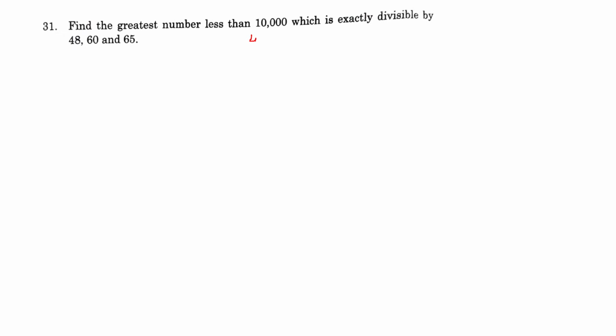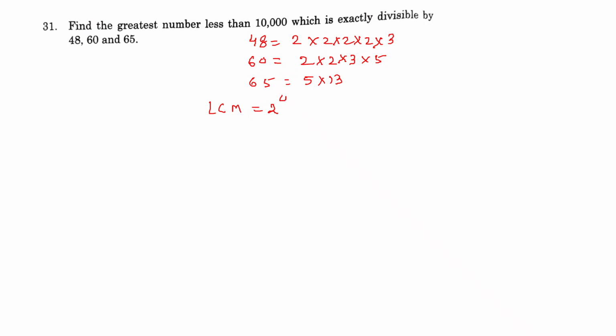So let's find the LCM. 48 will be 2 into 2 into 2 into 2 into 3. 16 into 3 is 48. Now 60 is 12 times 5. 12 is 2 into 2, 4. 4 into 3, 12. 12 into 5, 60. And 65 will be 5 into 13. So LCM is going to be 2 to the power 4 into 3 into 5 into 13. And if you multiply, you will get 3120.